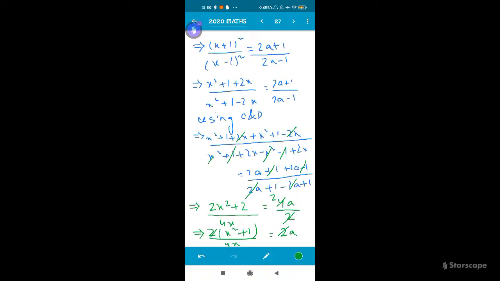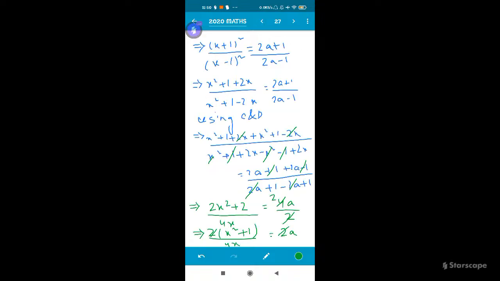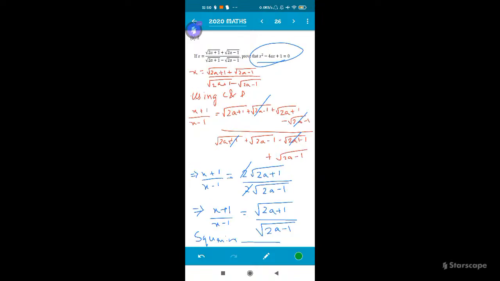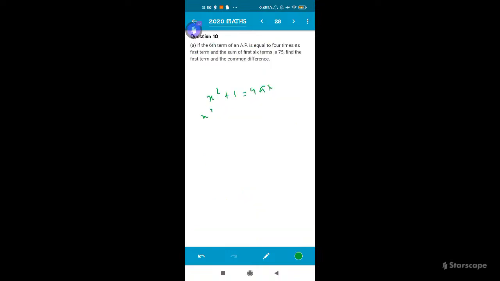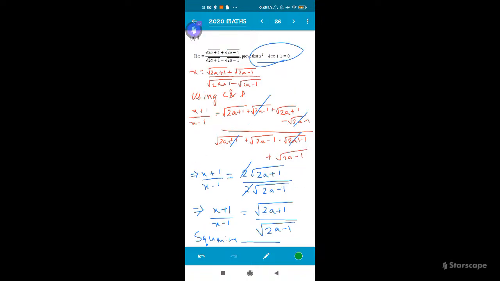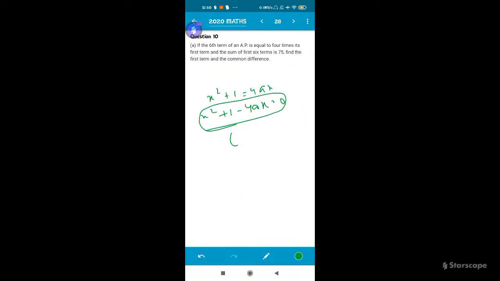is equal to 4ax. What do we have to prove? x squared plus 1 minus 4ax. Okay. So x squared plus 1 minus 4ax equals 0, and hence we have proved it. This is what was asked. x squared plus 1 minus 4ax is equal to 0. Proved. So you could have also done one thing.